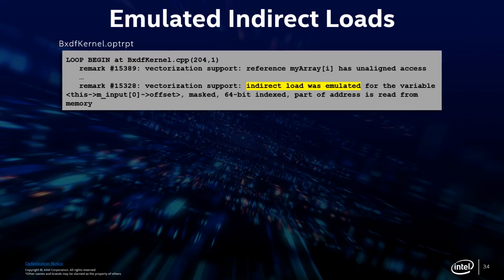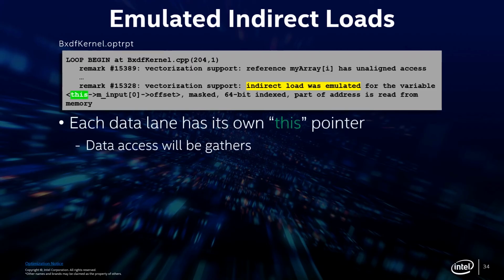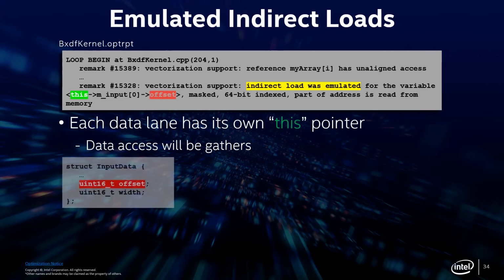Looking through the list of memory accesses, we see indirect load was emulated. That's a new one. Luckily, how the address is calculated is displayed. Examining it, we see a this pointer at the start of the memory access. Well, in this part of the code, we know that each SIMD data lane is going to have its own this pointer, resulting in all the data reads based on that this pointer to be a gather. Well, that's expected. So why is it emulated?